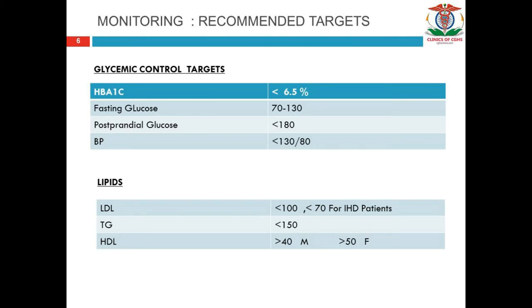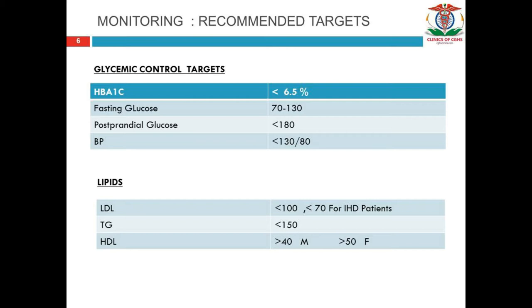This we all know: what are the targets in diabetes? We have to manage the patients so that the fasting glucose is between 70 and 130, the PP is less than 180, and the BP is less than 130. Only glucose is not to be targeted in diabetics. The blood pressure and the lipids are also to be managed.